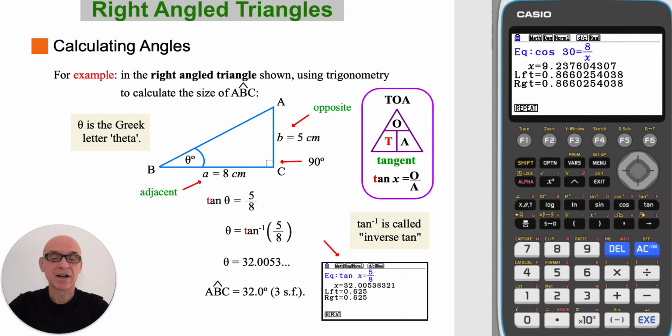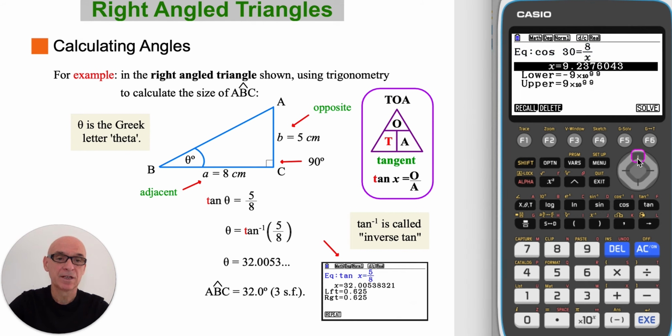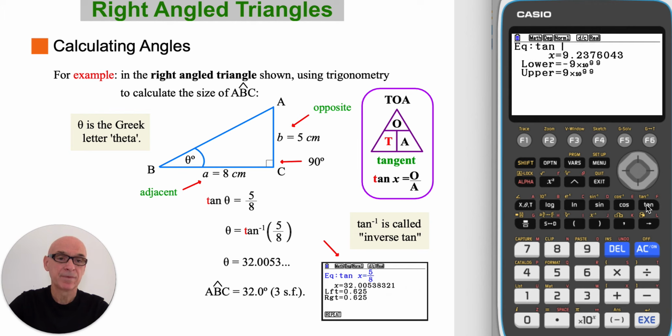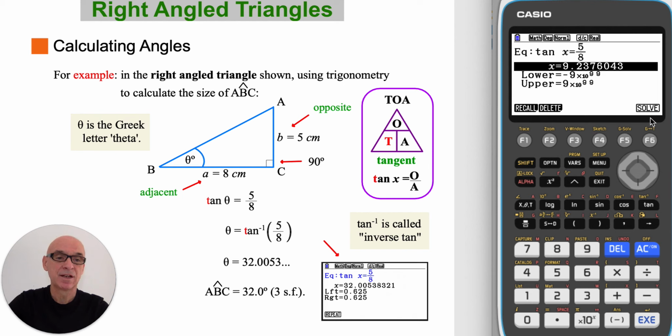We can either calculate theta by using solver. So on the calculator, if I press F1 for a repeat calculation and scroll up and type in the original equation. So tan, and then press X to represent the angle, shift to access equals, and then the fraction, and 5 in the numerator, and scroll down, 8 in the denominator. Pressing execute to enter the equation, and F6 to solve the equation.